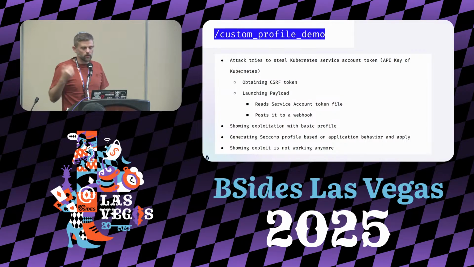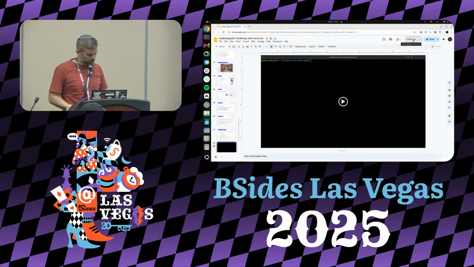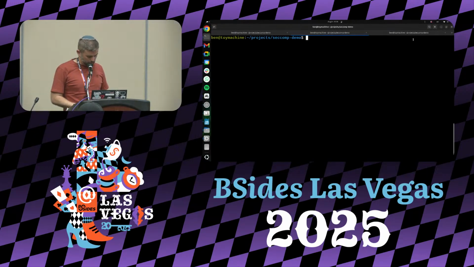So I'm going to show you the exploit itself in an unconfined container. Then we'll generate a profile based on the application behavior, apply that profile, restart the container, and try to re-exploit it. If everything works, we are going to block the exploitation itself. So let's go over, and fingers crossed. Okay, the things are up and running here in my Kubernetes cluster.